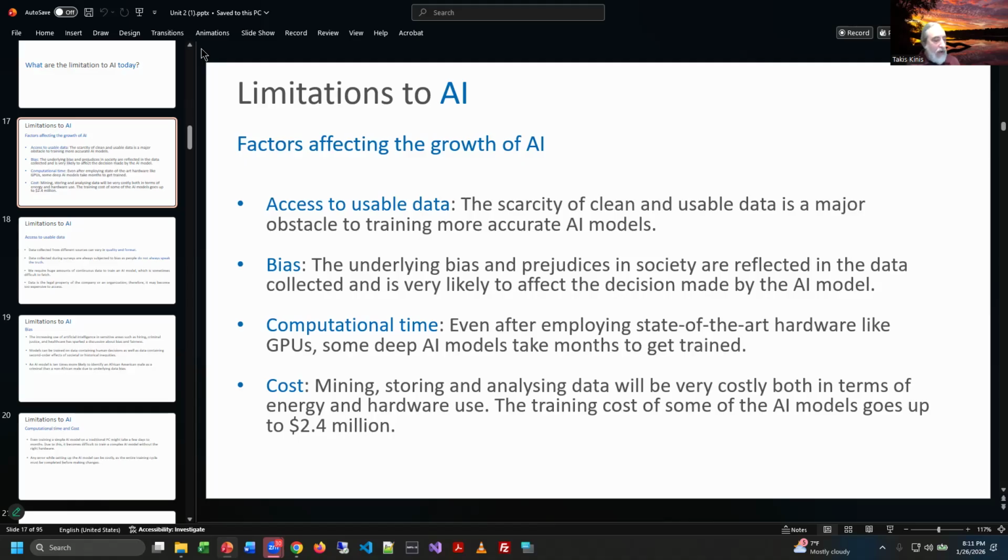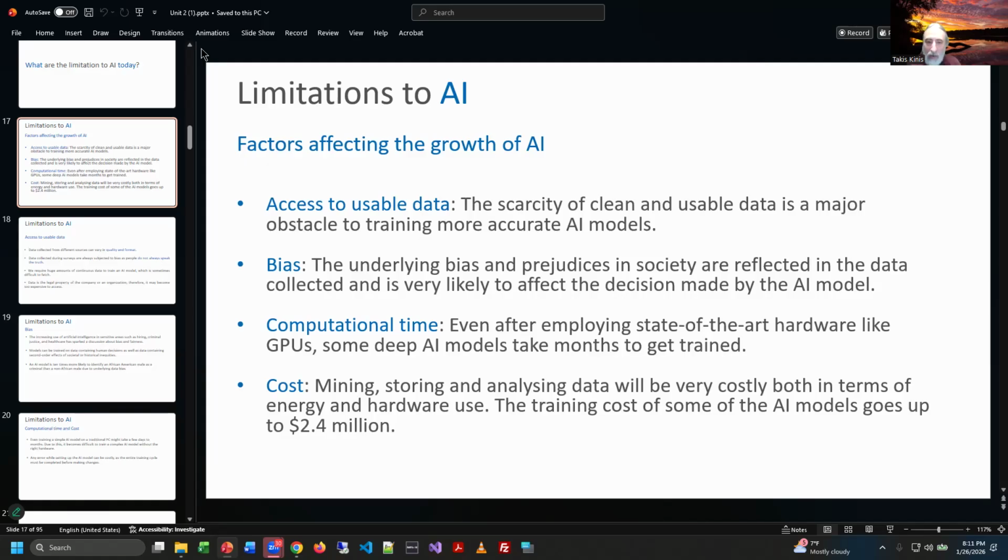Another thing is really just the sheer computational ability. Notice that third bullet says, even after employing state-of-the-art hardware like GPUs and cutting-edge machines and super fast networks and the fastest video card you can ever dream of owning, driving your AI engines, some AI models take months and months to get trained. You get an algorithm running and then you walk away for a couple of months and let it do its work, because it takes that long to crunch the numbers in the code. There's a lot of cost involved with it. The computing power is not cheap.